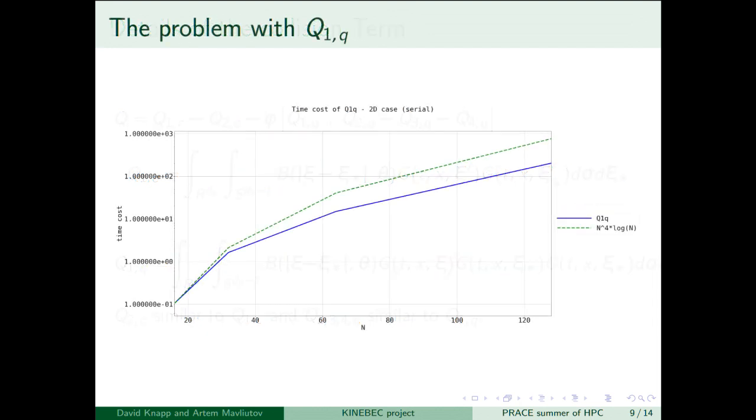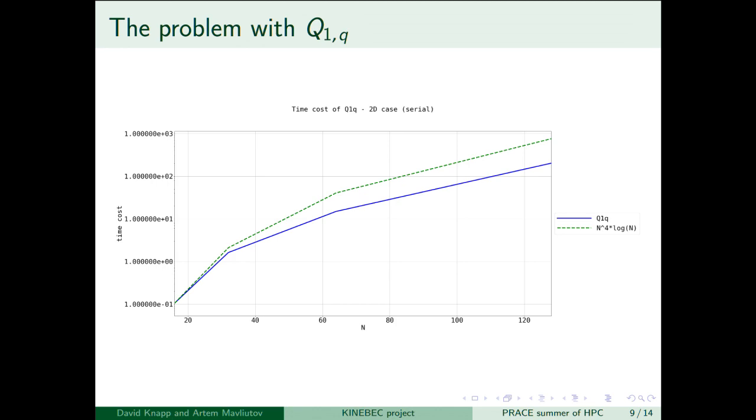This is the time cost for an example on grids of size 16 × 16 up to 128 × 128. The cost of the serial computation of Q1Q behaves like n to the power of 4 times the logarithm of n, where n is the grid size. And it's getting even worse when computing a 3-dimensional example.